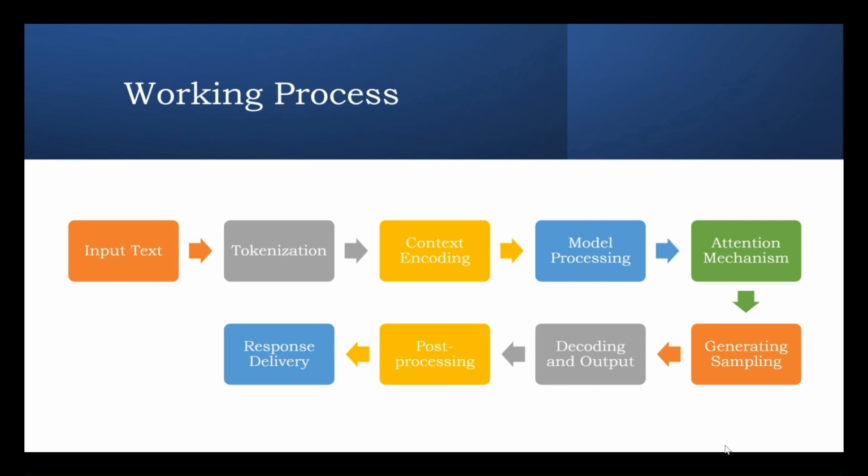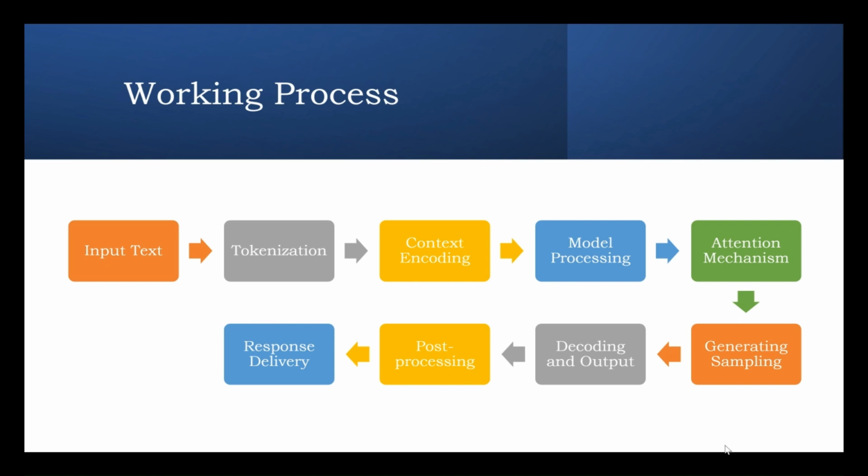Look here at the process. First, we give in the input text. Here, the input text is the prompt of the ChatGPT, which can be a question, a statement, or any text-based input. After that, we have the tokenization. Tokenization splits the text into small units called tokens. A token can be an individual word, subword, or a character. After that, it enters the context encoding. In this context encoding, the text is converted into a numerical representation so the model can understand it better.